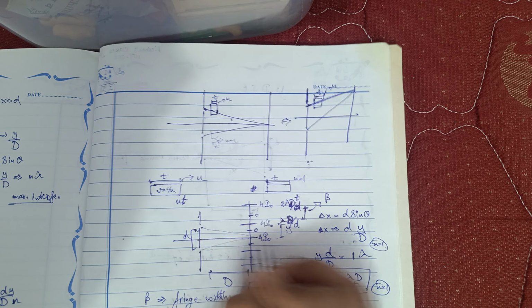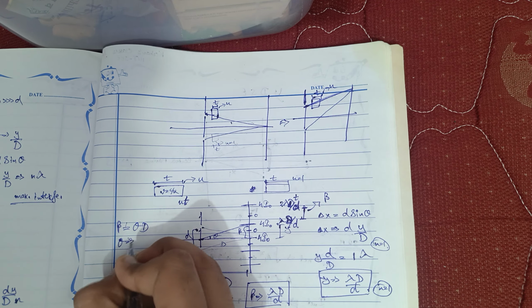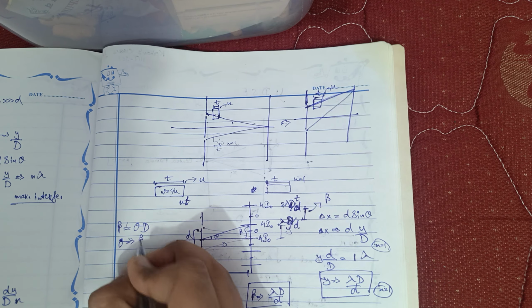Suppose let us consider the difference between the central maxima and the first maxima. This is beta, and this is theta, and this is D. This angle is very small, so beta equals theta into D. So theta is basically the angular fringe width. Angular fringe width is beta by capital D. If you do beta by capital D, it becomes lambda by d. Theta equals lambda by d. This also sometimes they ask.